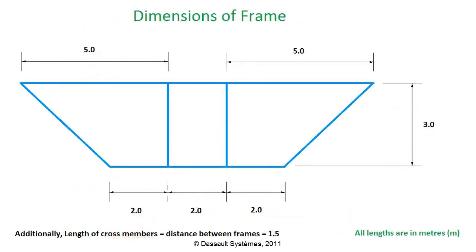We are going to use the dimensions from this schematic. We will use SI units, where length is in meters. The beams are made of steel with a density of 7,800 kilograms per meter cubed, a Young's modulus of 200 gigapascals, and a Poisson's ratio of 0.3.